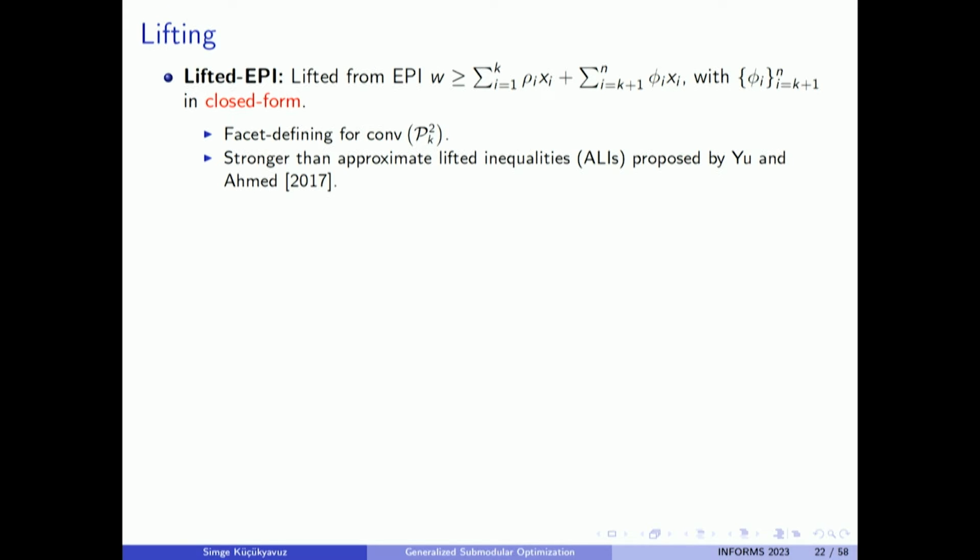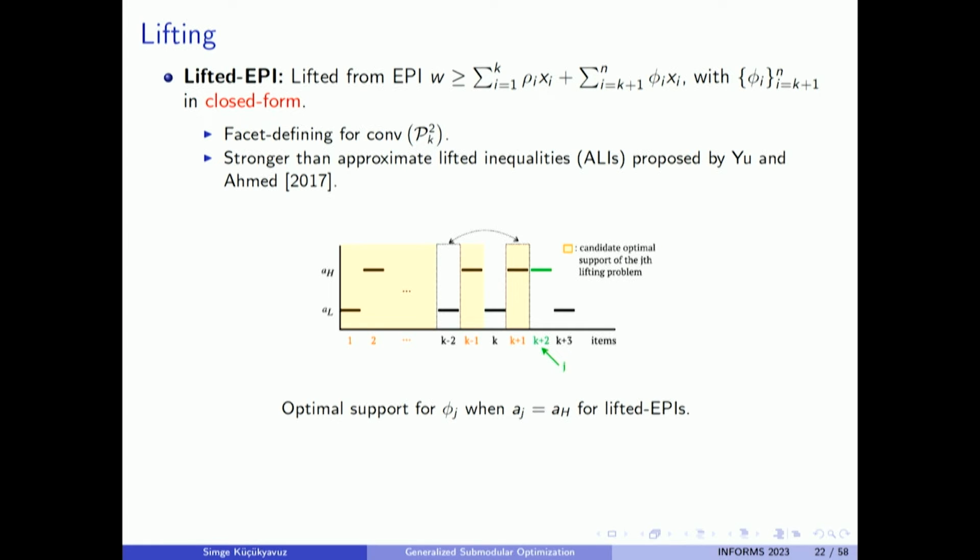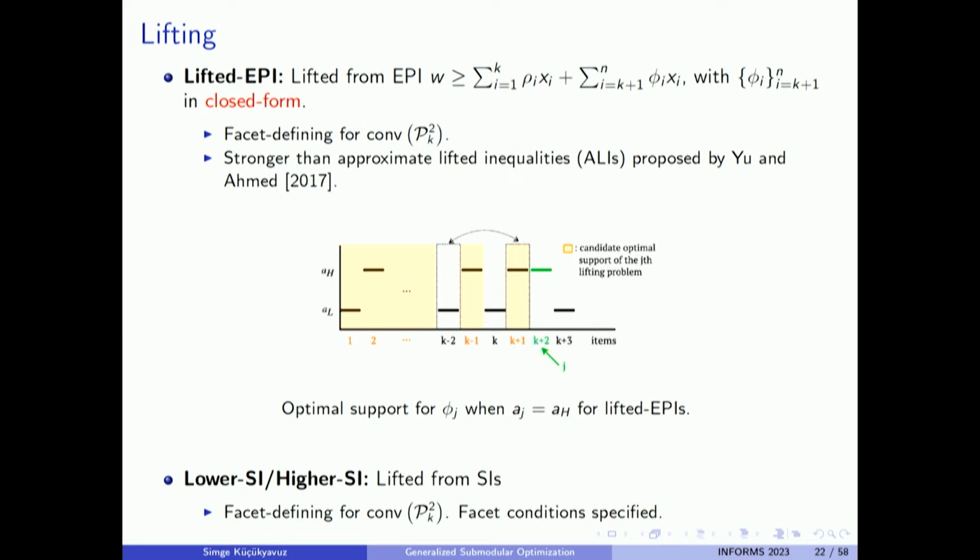These are facet defining, the strongest possible inequalities you can write for the two-weight case. And they're stronger than some of the closed form approximate lifted inequalities proposed earlier. So already we can get something stronger starting from the very base inequalities that did not assume any cardinality constraint. So that is just some idea of how this lifting works. I'll skip this in the interest of time.